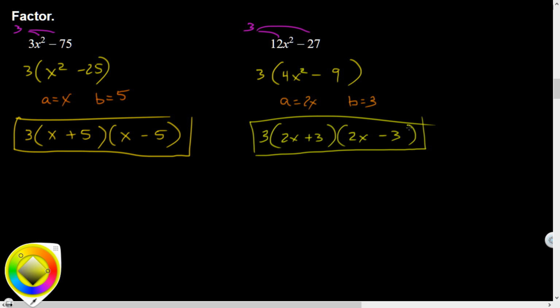Next lesson, in the same section, we're going to look at a different pattern, similar themes, and it's a little bit trickier. But if you can learn these patterns, you get so fast at factoring. It's amazing.